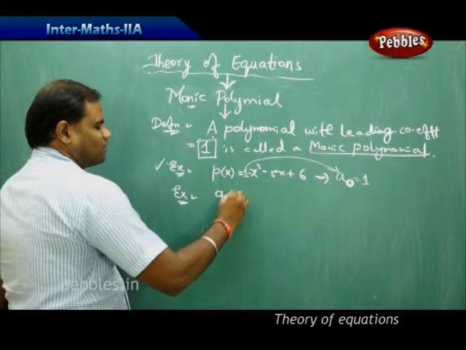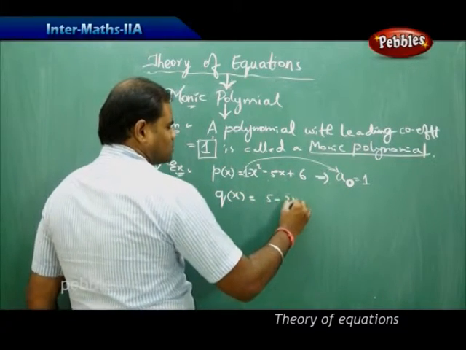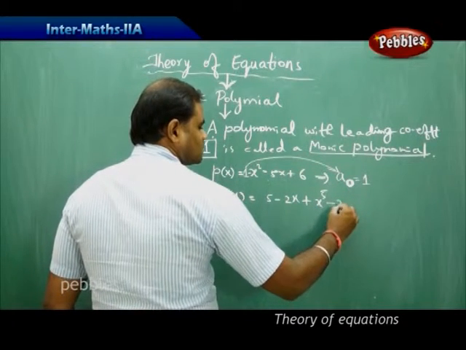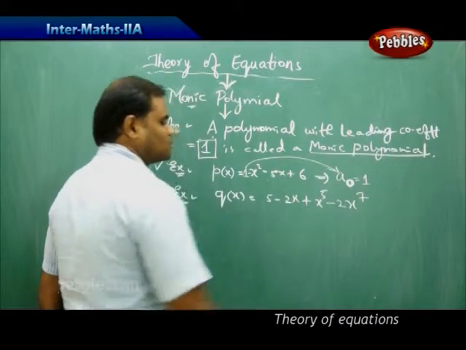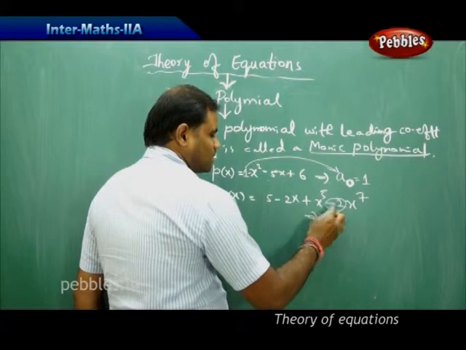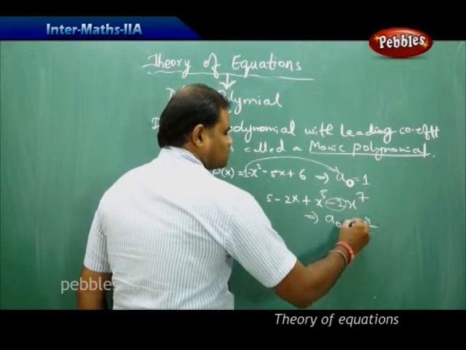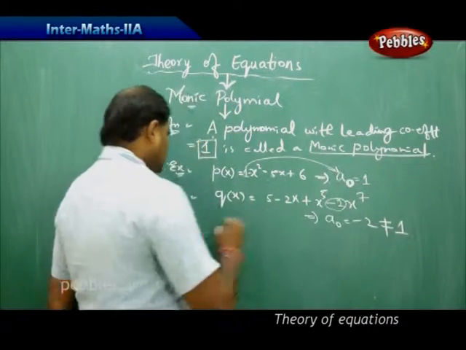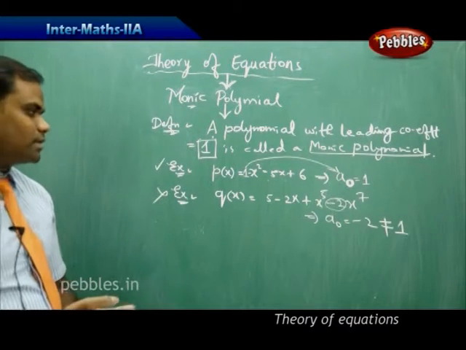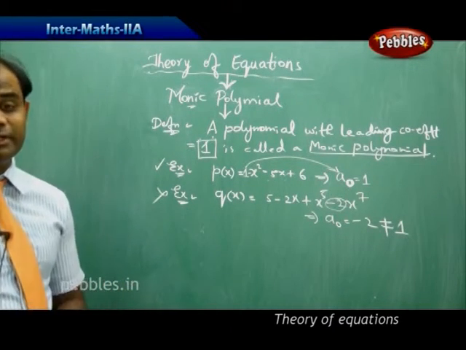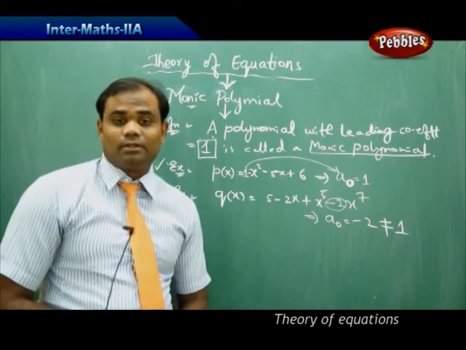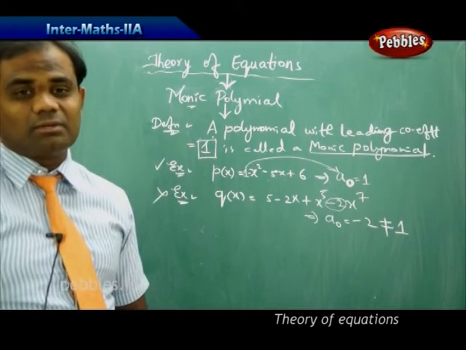Similarly, if I take q of x is 5 minus 2x plus x power 5 minus, now here I see that the leading coefficient here is minus 2, which is not equal to 1. Therefore, this is not a monic polynomial. So, we understand the monic polynomial through the leading coefficient being 1. Leading coefficient equal to 1 is a monic polynomial. Leading coefficient not equal to 1 is not a monic polynomial.